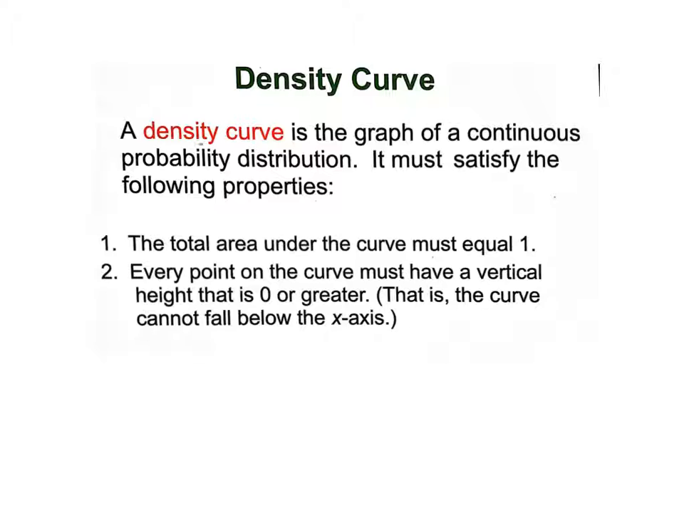A density curve, big word today. A density curve is the graph of a continuous probability distribution. Now, if you think about it, this is the first time we've done continuous probability. Everything else we've done has been discrete, where we added up all the numbers and we got 1, and probability of 2 or 3 or 4, stuff like that. This is continuous, which means all numbers are fair game.